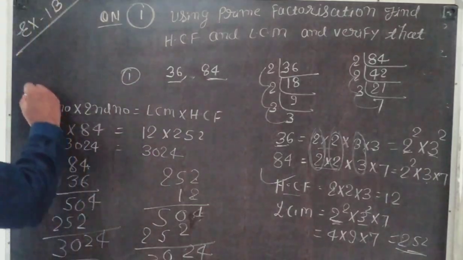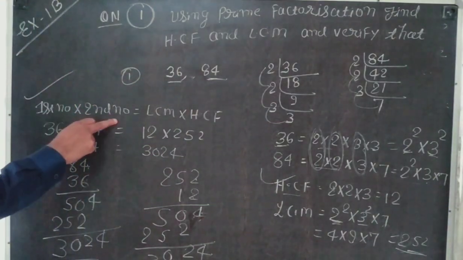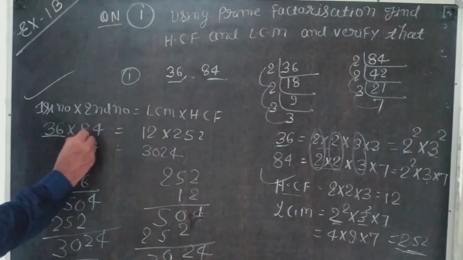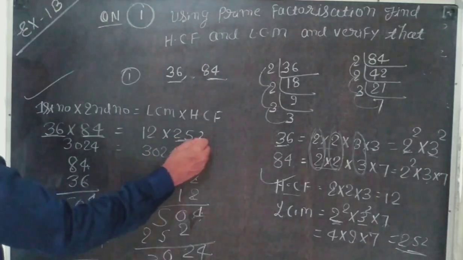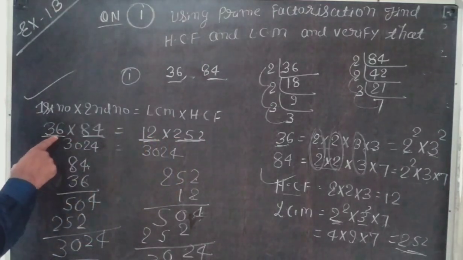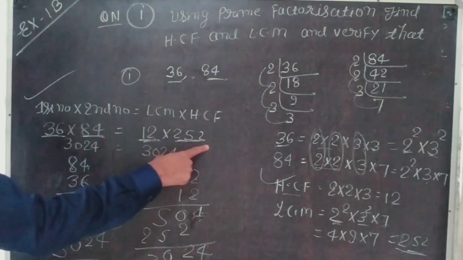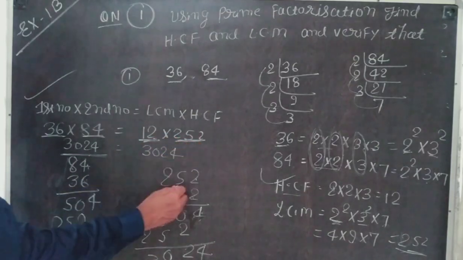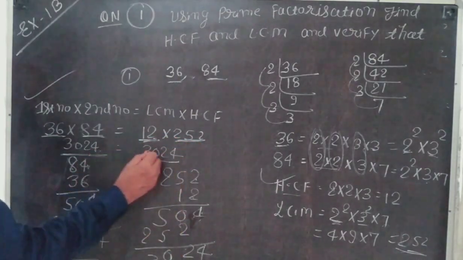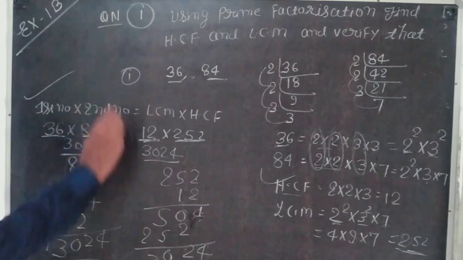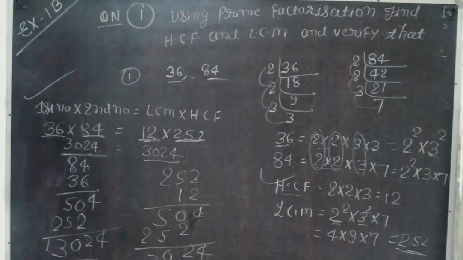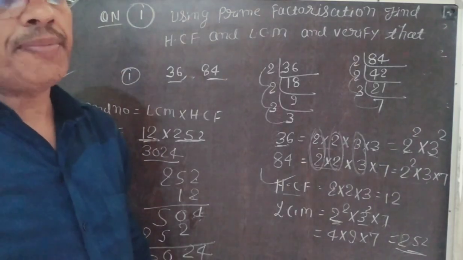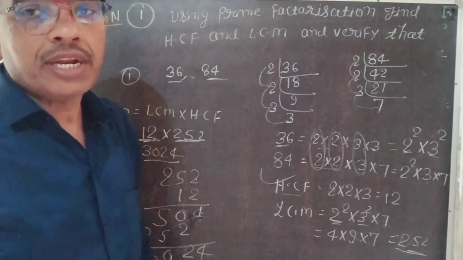Now verify it. First number into second number is equal to LCM into HCF. The first number is 36, the second number is 84, LCM is 252, HCF is 12. So 36 into 84 is equal to 12 into 252. Multiplying here, we get 3024, and multiplying there, I also get 3024. That means both are equal, so it is verified. For two numbers, the product of the two numbers is equal to the product of their LCM and HCF. Now see the next question.